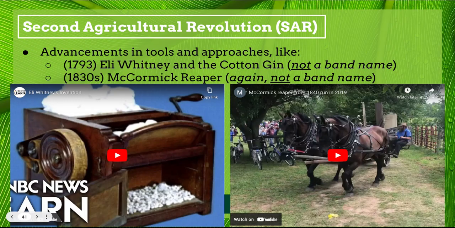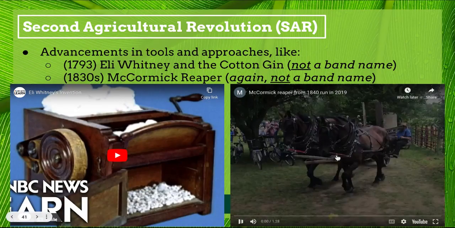And then in the mid 1800s, we have the McCormick Reaper, once again allowing farmers to do things a lot more quickly.